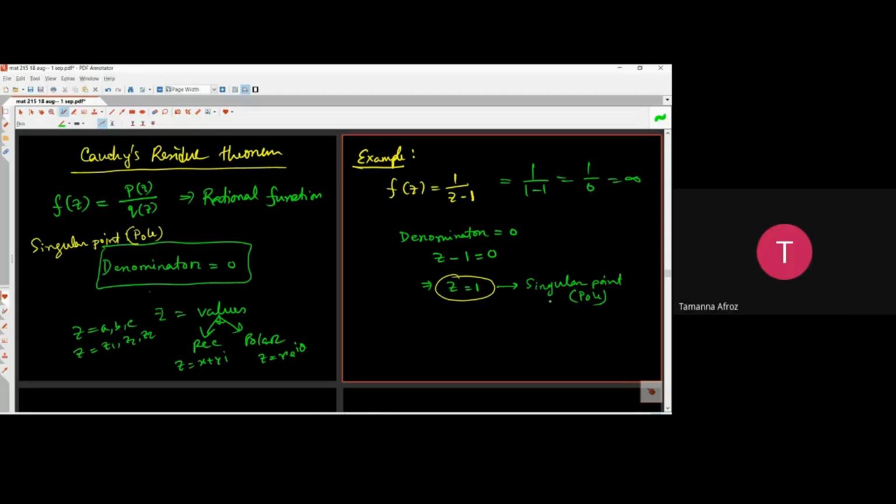Yes, sir. Because the function is a rational function, f of z is a rational function, but since it is a rational function, there is a discontinuity. So we have to find that one. And the process is this. Denominator equal to 0. Then we can solve this one, we will get the point. So this point is called a singular point or pole because if we input this point here in the main function, the function will become undefined.